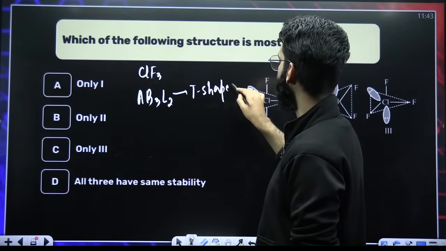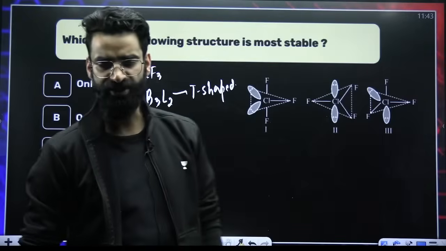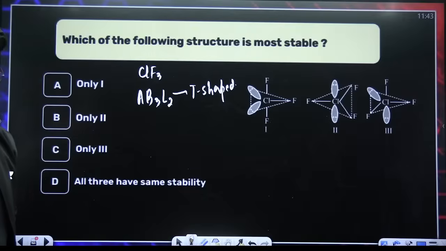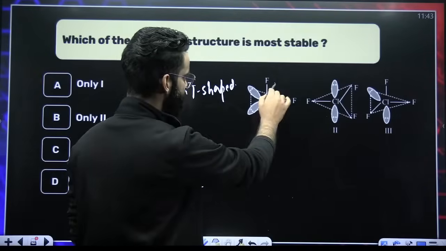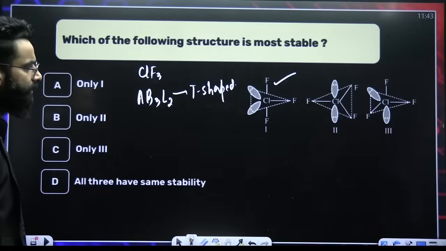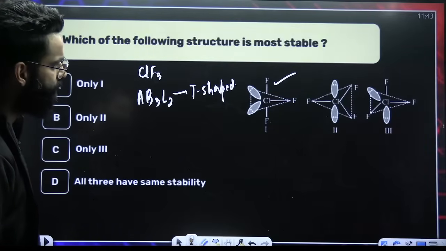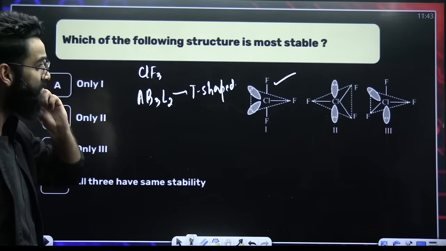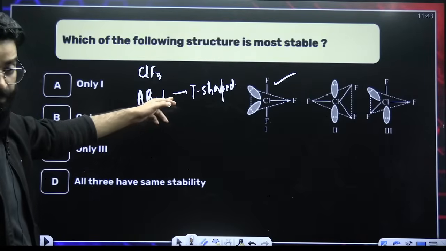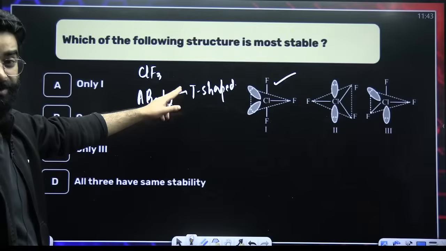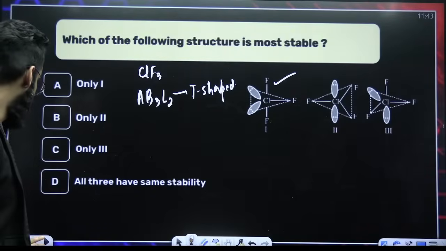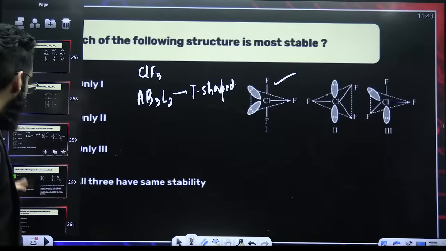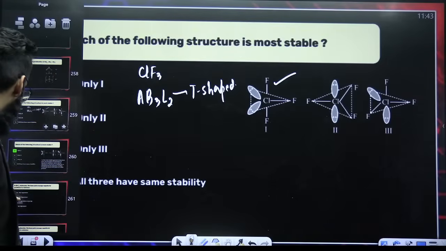It has to be T-shaped. Discussed in yesterday's marathon. Which one is T-shaped? It's option A. Right? Perfect. ClF3, 3 sigma bonds, 2 lone pairs. It has to be T-shaped. The T-shaped structure is the one wherein it has minimum repulsions and maximum stability. So only one.